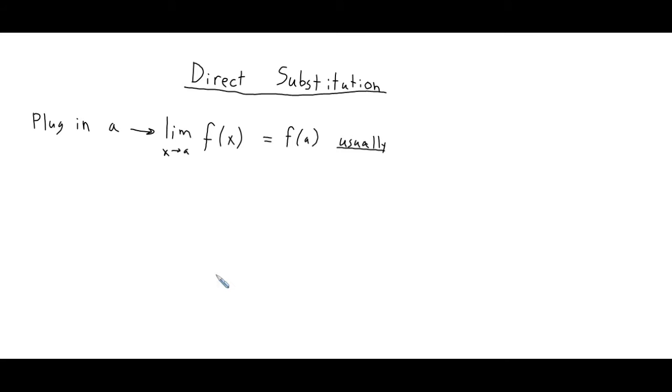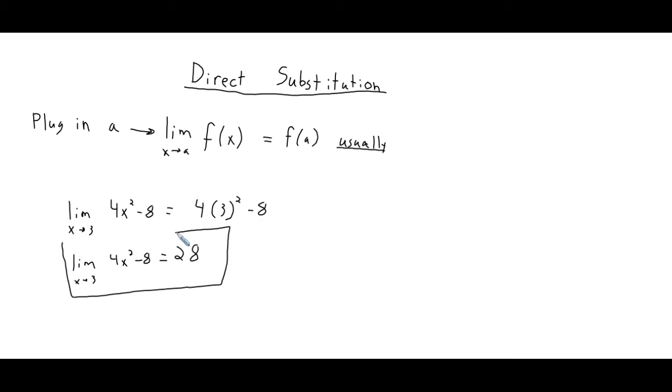So you're just going to plug in A for x. Let's look at a quick example. The limit as x approaches 3 of 4x squared minus 8, and we're just going to plug 3 right in for x. So that's going to give us, just do some really quick algebra, 28. So the limit as x approaches 3 of 4x squared minus 8 is 28. And that's direct substitution. You just plug A right in for x.